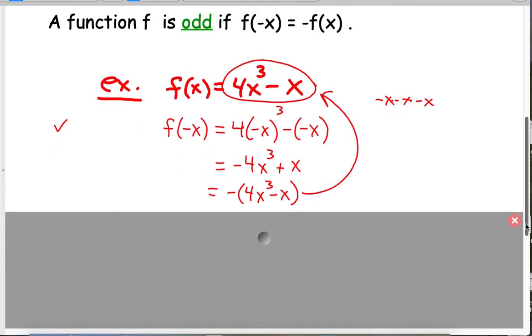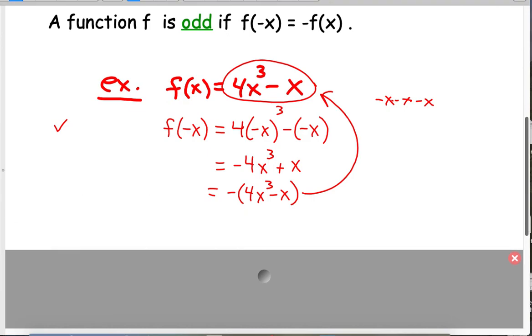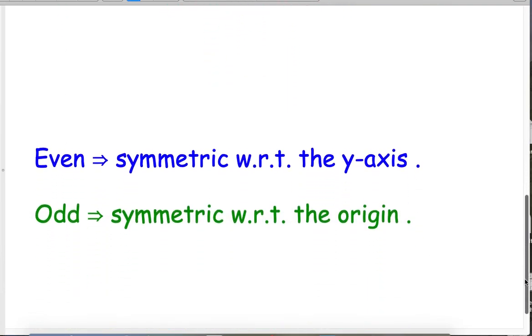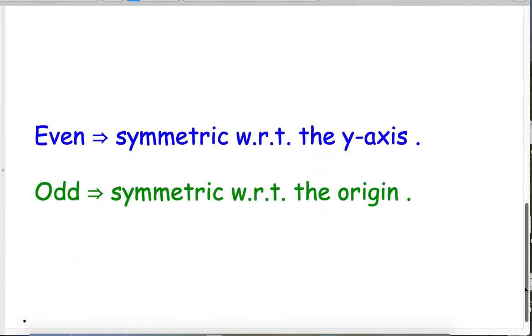Now it's important to understand that not every function is either even or odd. It could be neither. So it depends on how it works when you evaluate it. The other important point to remember, which is helpful, is that when a function's even, it's symmetric with respect to the y-axis. So for example, y equals x squared is an even function, and that's because it's symmetric about the y-axis. If you fold this graph on the y-axis, the function goes right onto itself.